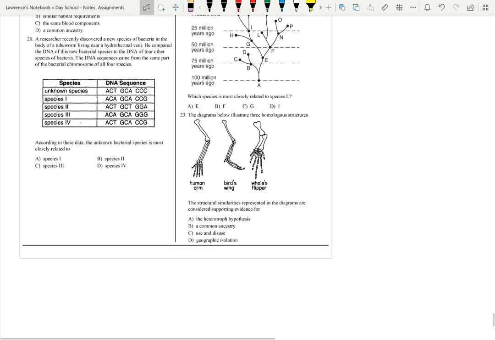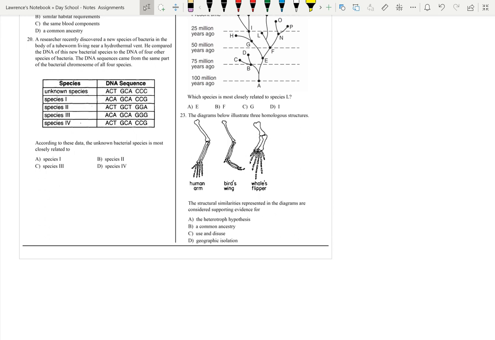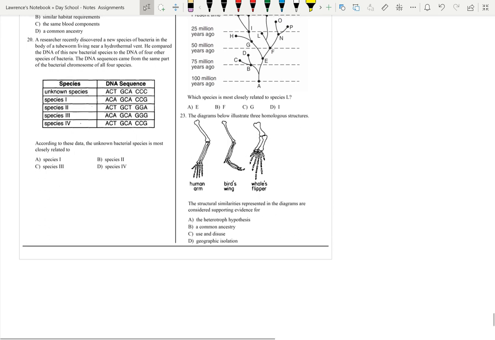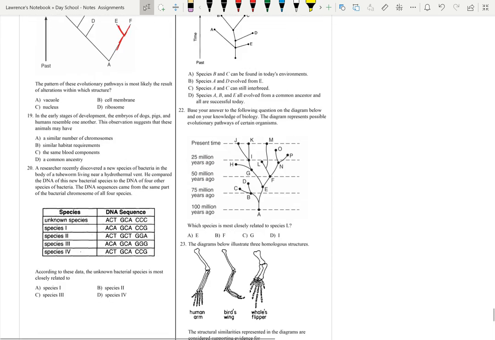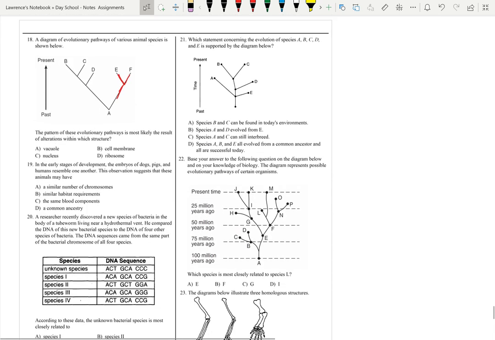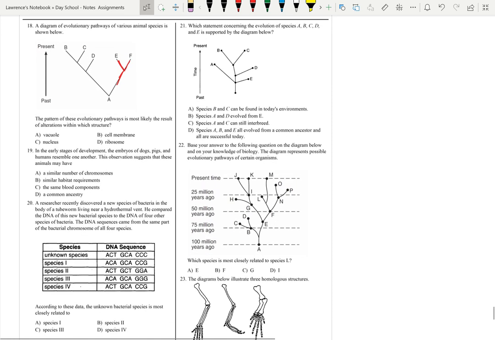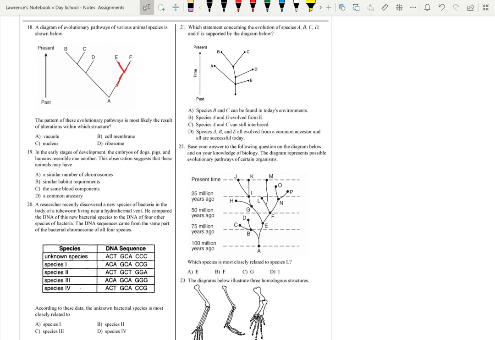According to the data above, the unknown bacterial species is most closely related to, circle the differences, whatever one has the least amount of differences when you compare it to the unknown species, that is the most closely related. 21, you will have a question like that on your test. 21, which statement concerning the evolution of A, B, C, D, E is supported?